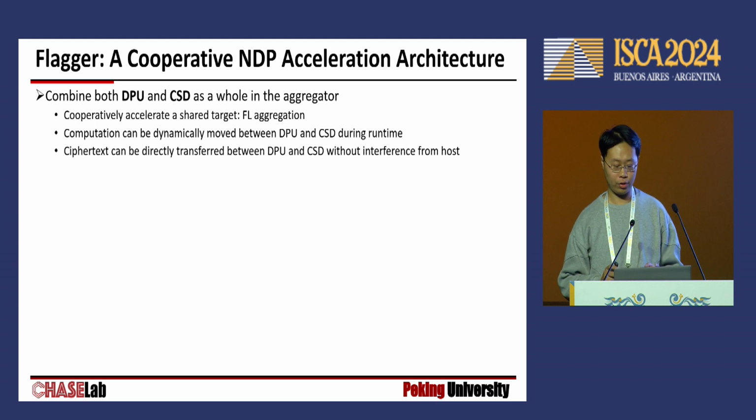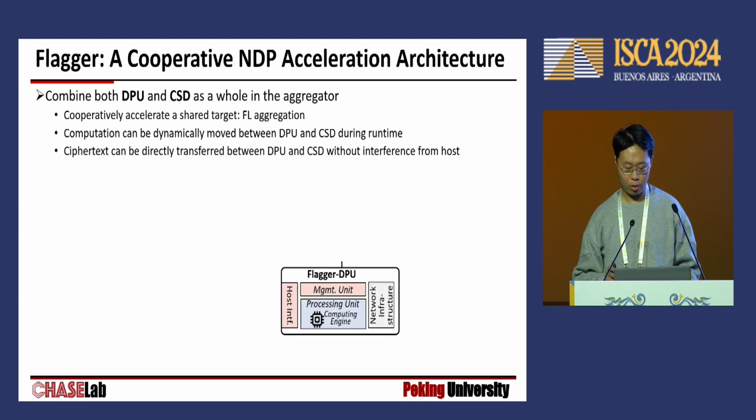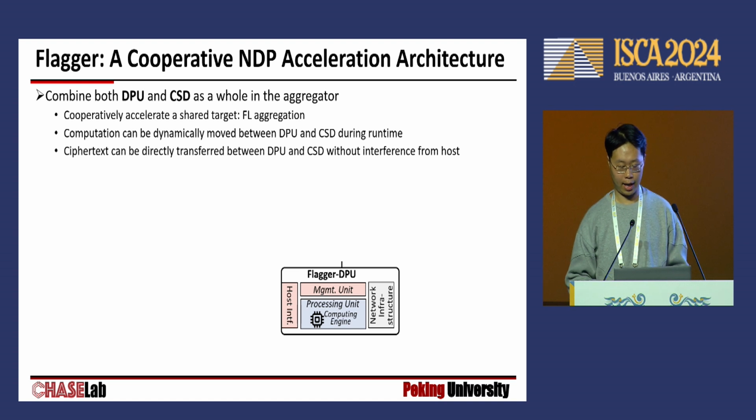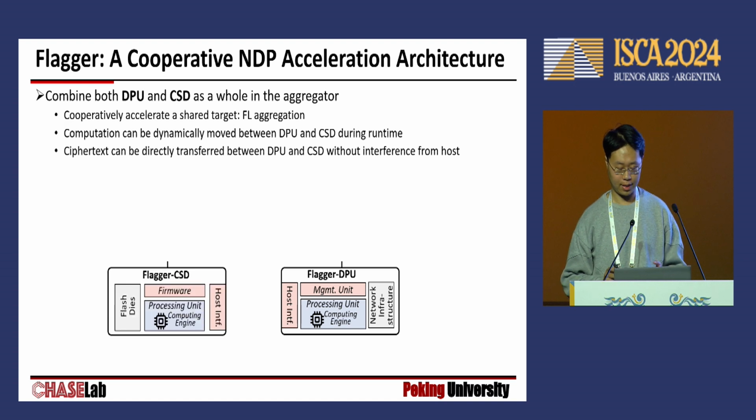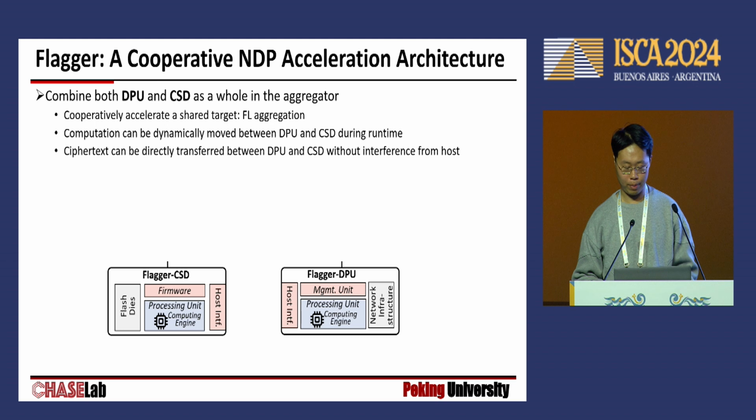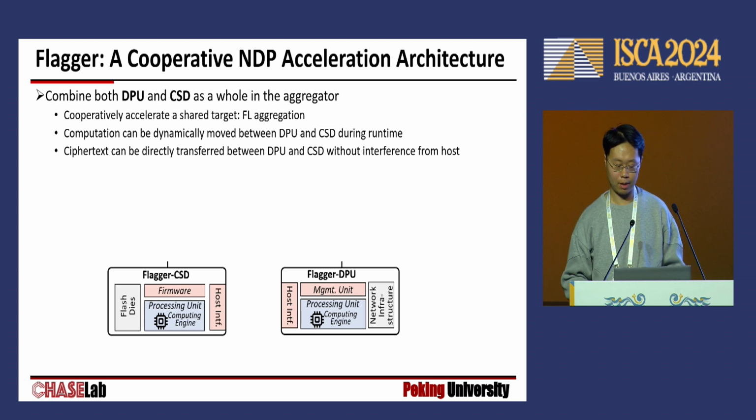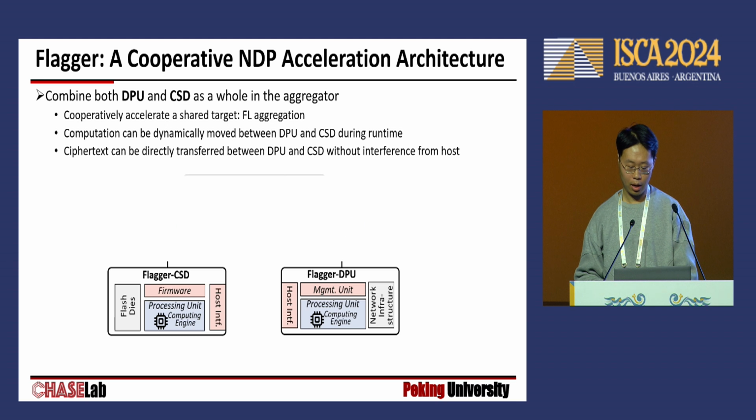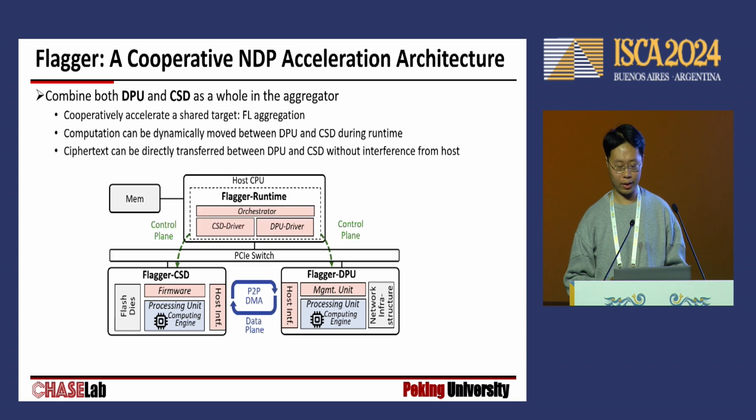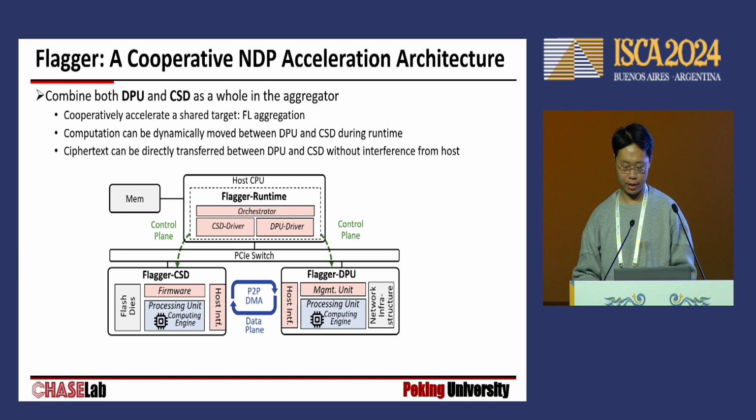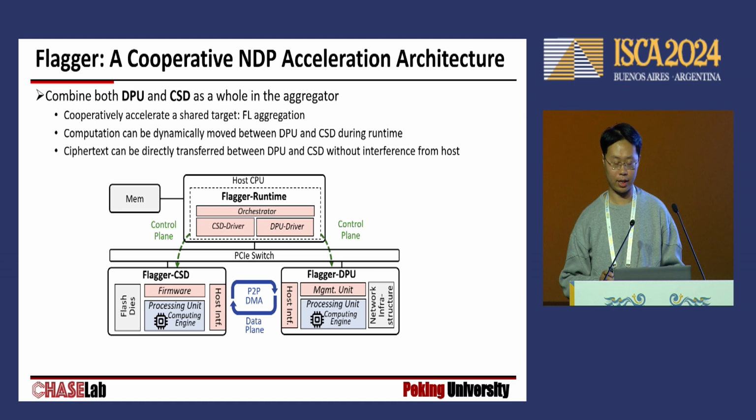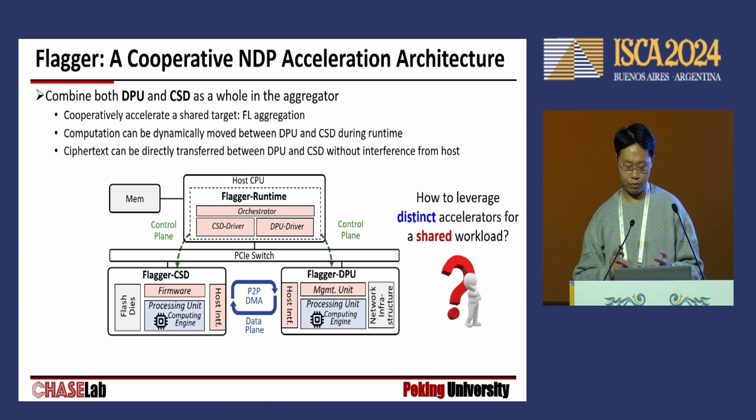Okay, so let me show you the overall architecture of Flagger. First, we build a Flagger DPU, which communicates with the client, transmitting and processing ciphertext through the network stack. And then we build a Flagger CSD, which looks similar to the Flagger DPU, but stores the ciphertext in the flash chips and performs in-storage aggregation. On the host side, a software-based Flagger runtime controls both Flagger DPU and Flagger CSD to coordinate their activities. The ciphertexts are transmitted between Flagger CSD and DPU through peer-to-peer DMA, which bypasses the host memory and eliminates unnecessary data copies. Nevertheless, we still face a critical issue.